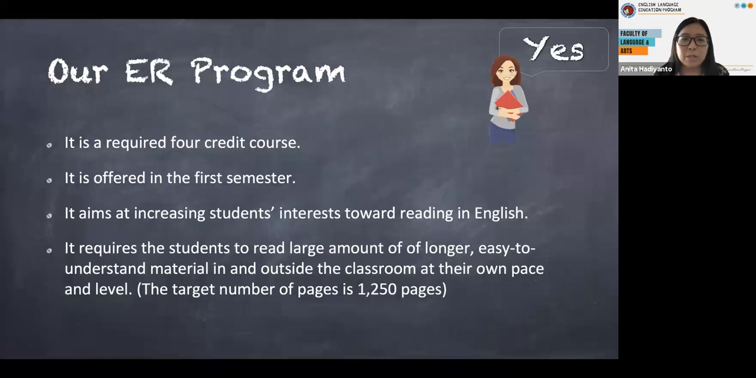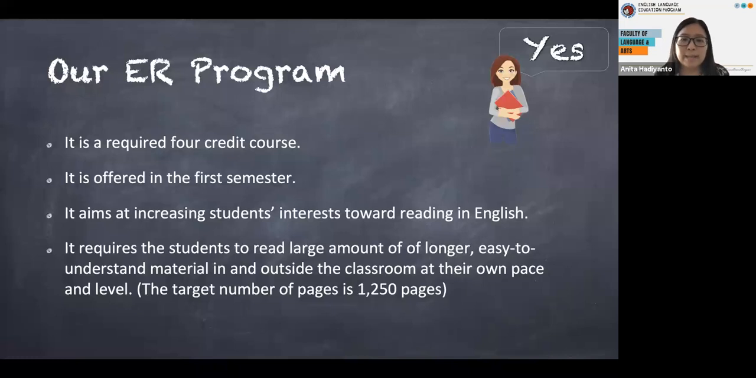Our students need to read a large amount of longer, easy to understand material in and outside the classroom at their own pace and their own level. So they can choose whatever they want to read. Usually we have a silent reading session for 15 minutes in every meeting. But the biggest portion of reading, they have to do it outside the class.